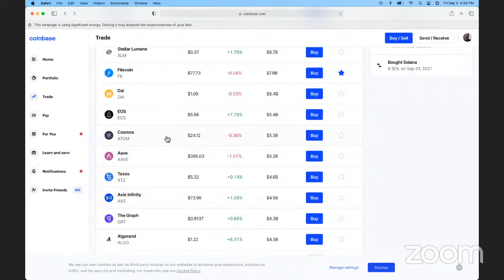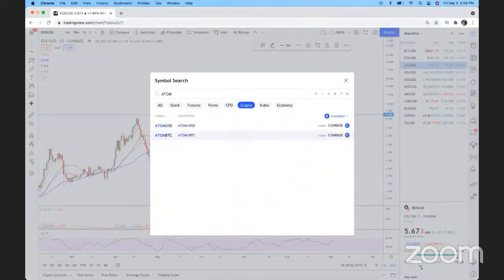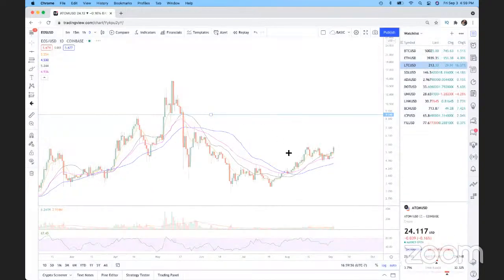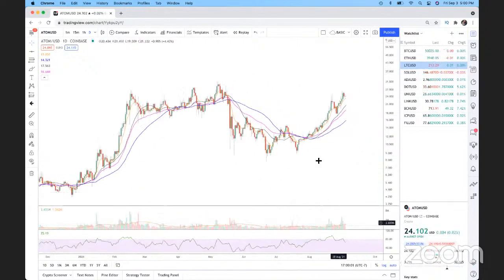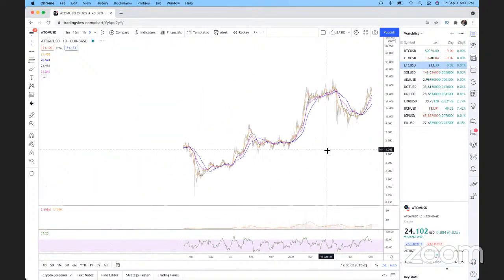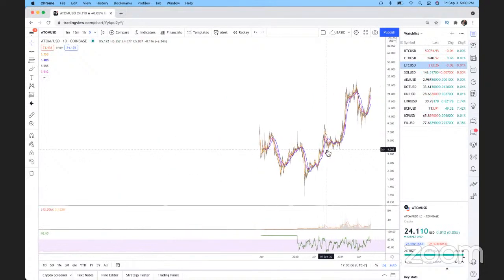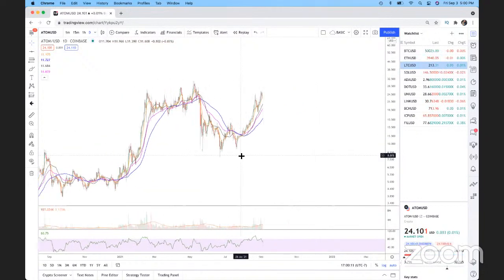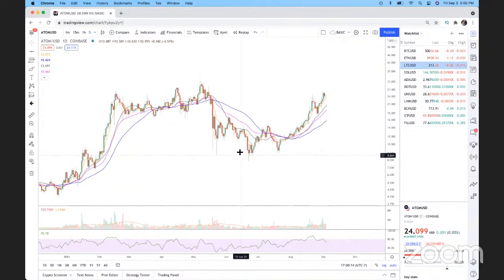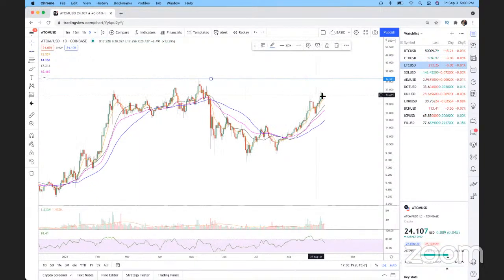Let's look at Atom, Cosmos, Atom. Atom is good. It's got volume coming in. And is that the all-time high? If it's the all-time high, you want to look for the breakout. Yeah, okay, so Atom is spiking. It's not breaking out quite yet, but I'll put it on the watch list. So the high right here, 32. 32 is the high.